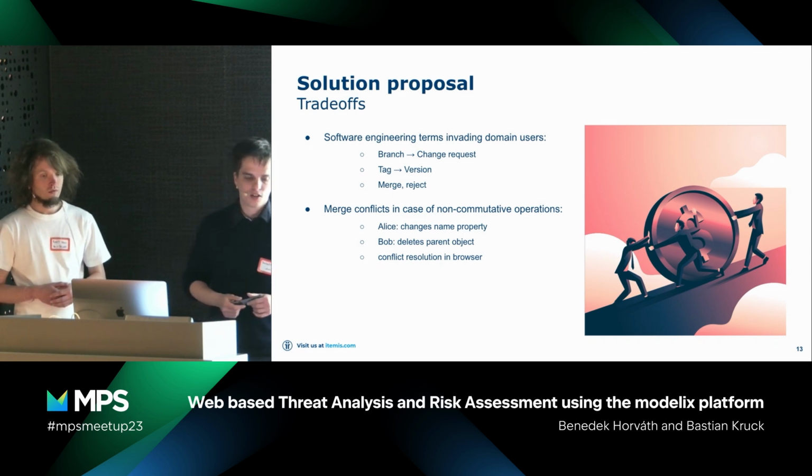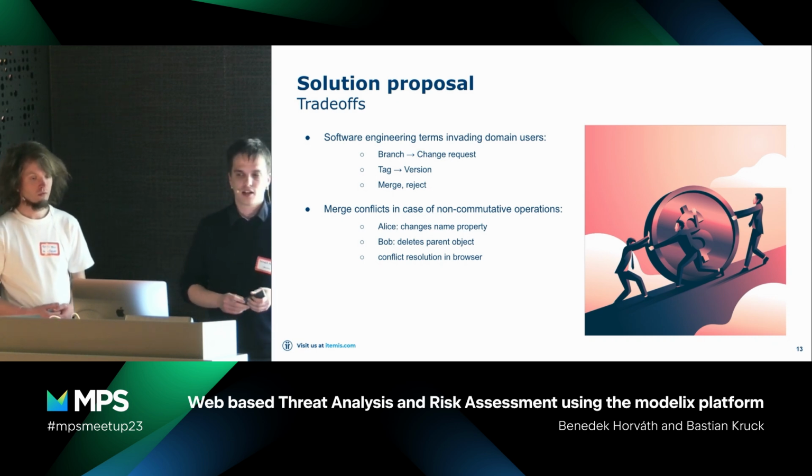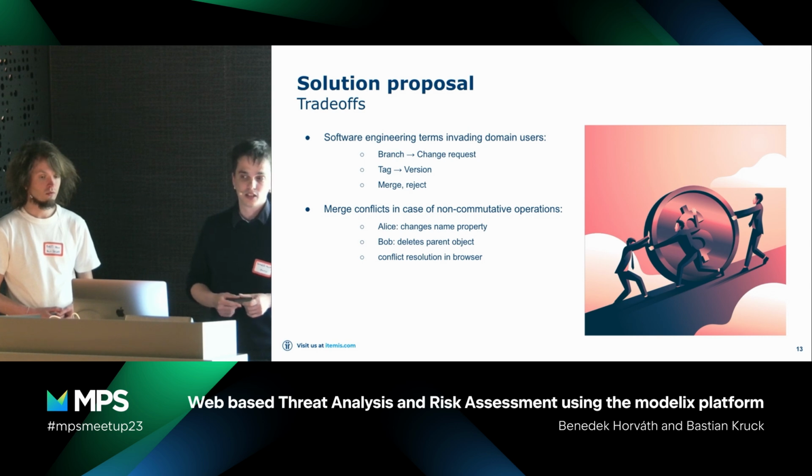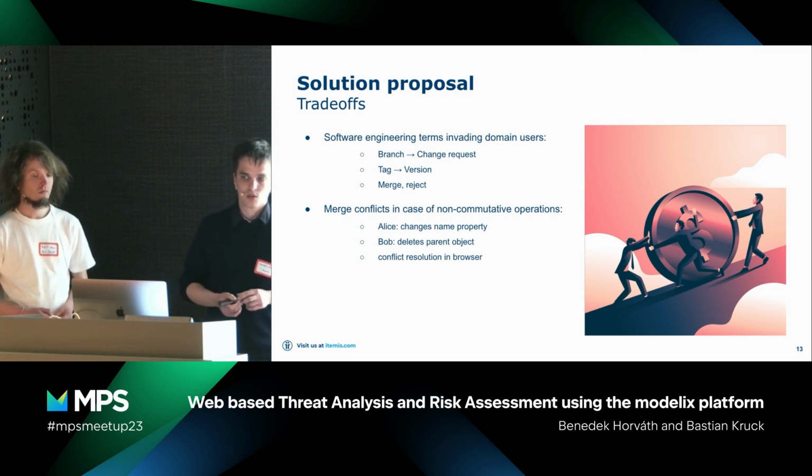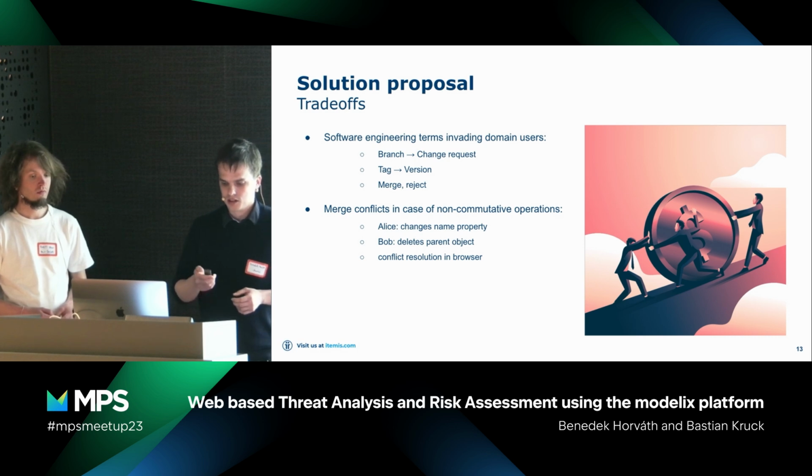There are some trade-offs. First of all, we have some software engineering terms that are still used, or will be used, by the domain users. For example, we have change requests, which are like branches in Git. We have versions, which correspond to tags in Git. We have merge and reject, to merge the changes or reject the change request. And like I mentioned, merge conflicts may also emerge because they are difficult to avoid sometimes.